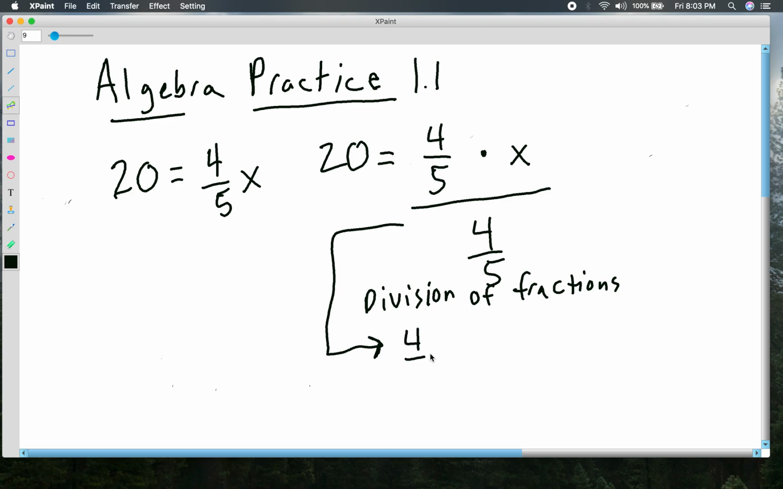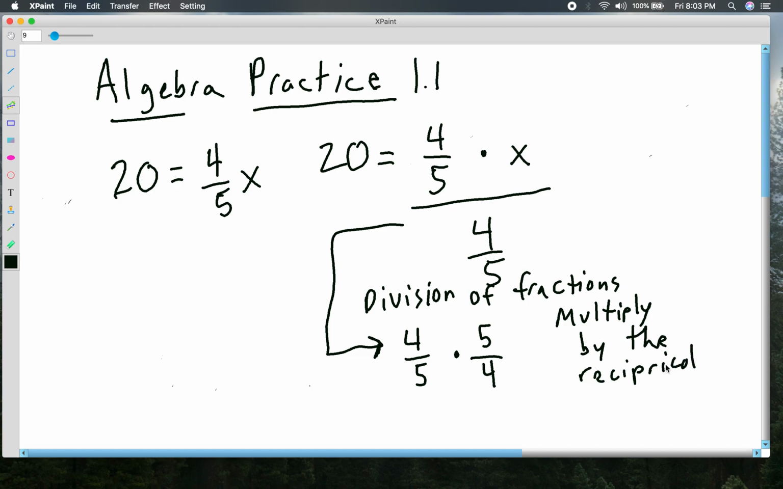4/5, you take the first one in the sequence, leave it alone. This one, you flip it. So 4/5 divided by 4/5 is the same as multiplying by 5/4. Because that is what you do. You multiply by the reciprocal. I think I misspelled that. It's terrible if I did, but I'm doing math today. I'm not a language arts teacher right now. All right, so multiply by the reciprocal.